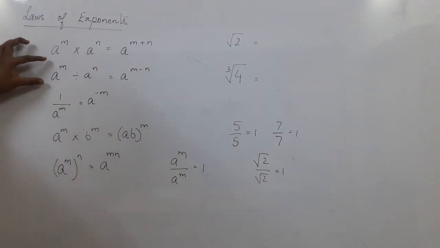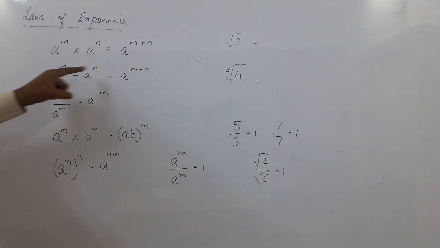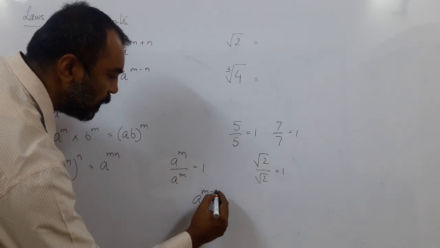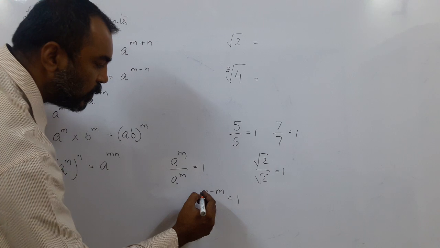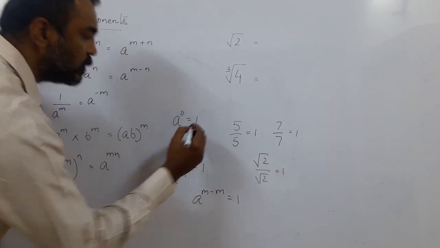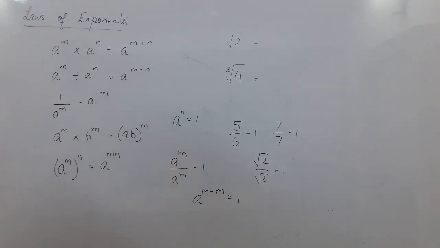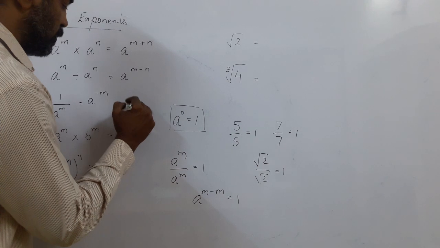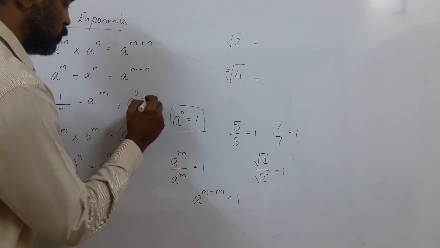But what is the rule? In division, you have to subtract the powers. So now this becomes a raised to m minus m equal to 1. But what is m minus m? m minus m is 0. So a raised to 0 is equal to 1. So this is a very important rule. Remember this. Write it here. a raised to 0 is equal to 1.